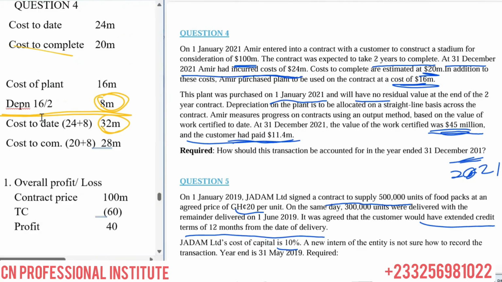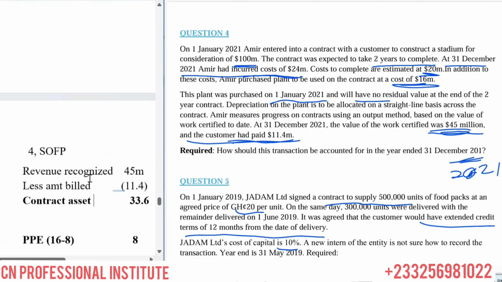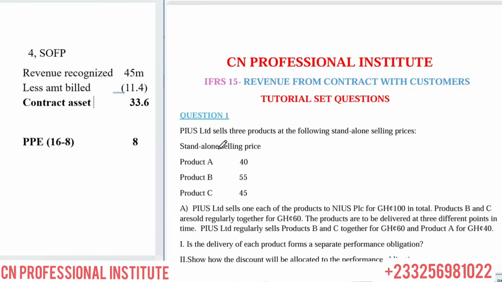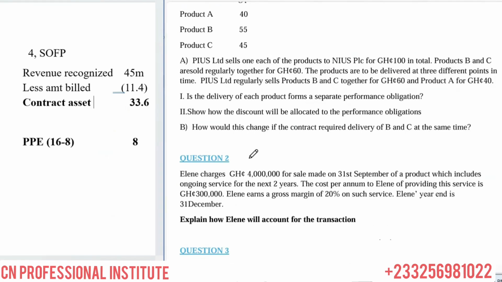But come and check the cost to complete. The 8 million plant that we purchased here is the carrying value, right? That's the 60 million minus the 8 million depreciation. In the cost to complete, we didn't do anything with it. So we have to come and show it as the current value of the PPE that we purchased, right? So this is how it is. So that's it with IFRS 15.